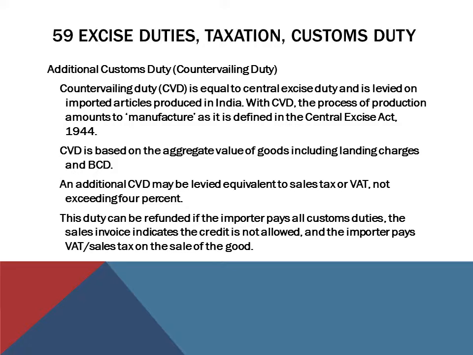With CVD, the process of production amounts to manufacture as it is defined in the Central Excise Act 1944. CVD is based on the aggregate value of goods, including landing charges and BCD. An additional CVD may be levied equivalent to sales tax or VAT, not exceeding 4%. This duty can be refunded if the importer pays all customs duties. The sales invoice indicates the credit is not allowed and the importer pays VAT or sales tax on the sale of the goods.